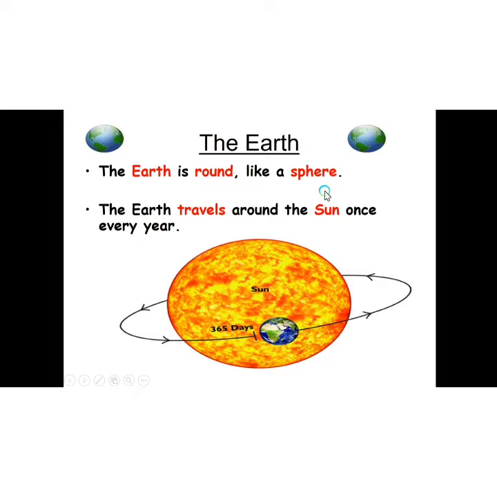Remember I told you that. Now this is a sphere shape. The Earth travels around the Sun once every year. Now this is what the Earth does. Can you see the Earth is moving around the Sun? The Earth will go round. It will take time. It will go round this big Sun one time every year. One time. Now this is the Sun and this is the Earth.